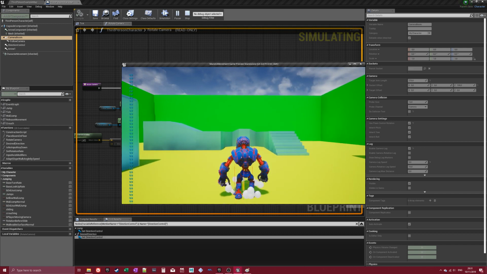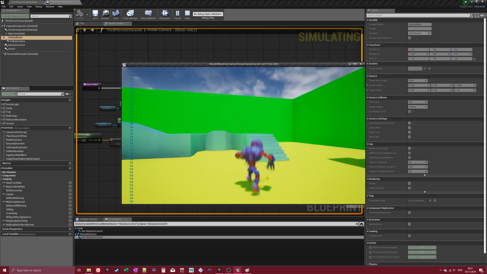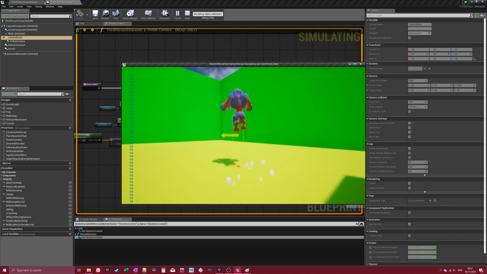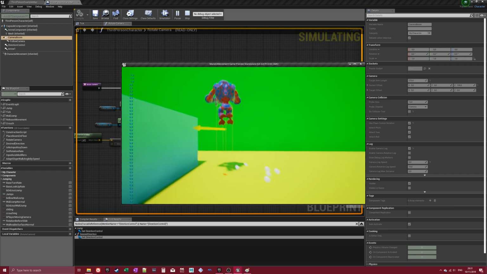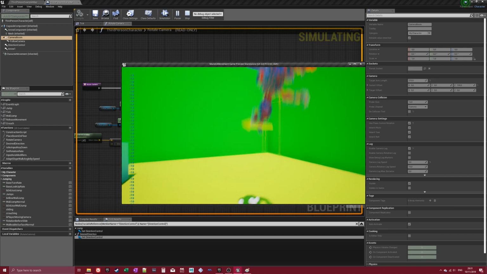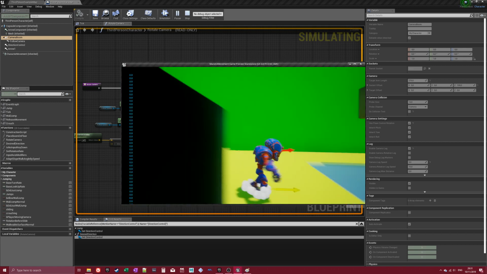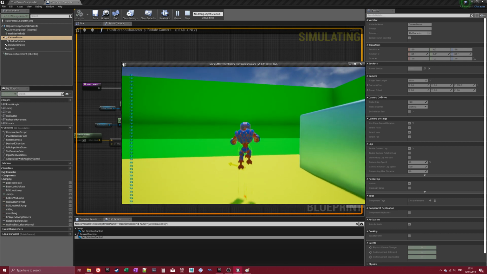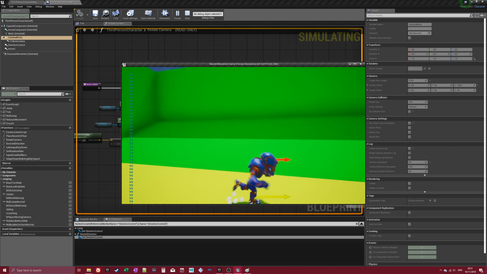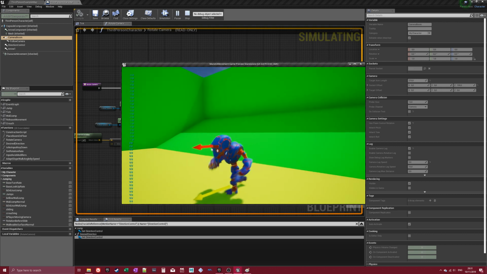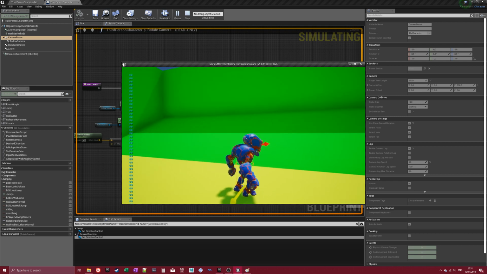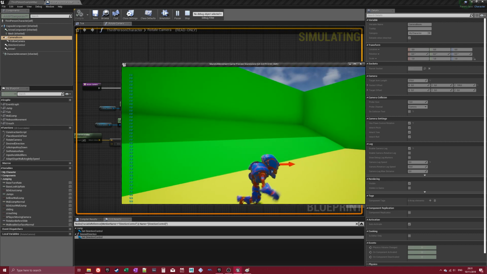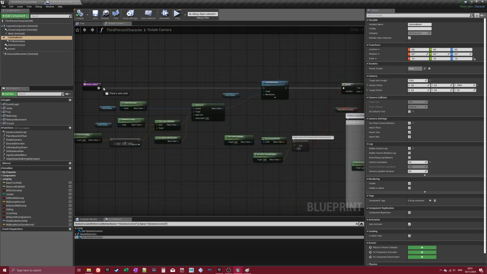This is a very, very typical kind of amateur camera, where the camera is going up and down because the camera boom has lag, but the camera doesn't rotate towards the player, so it looks weird. It looks like a PlayStation 2 or PlayStation 1 era game, right? It's very, very rigid.